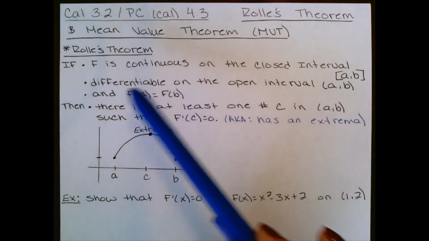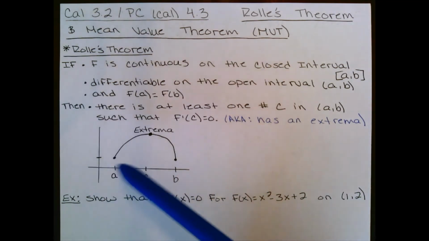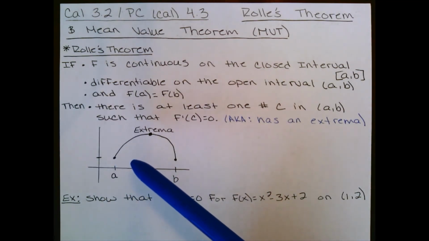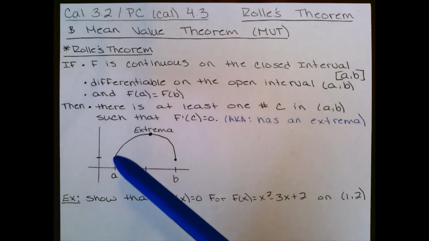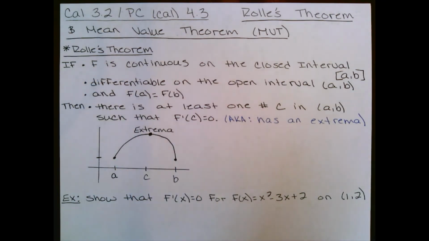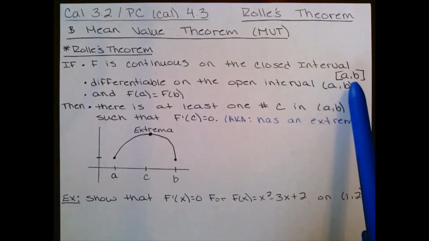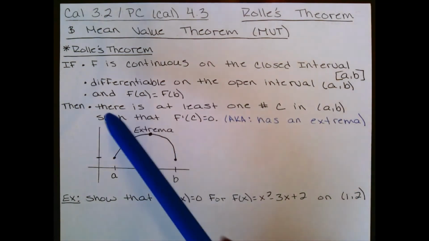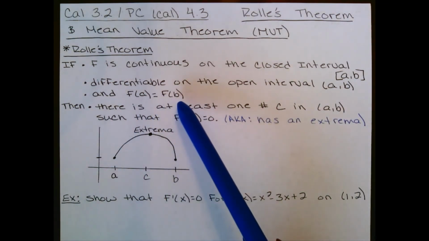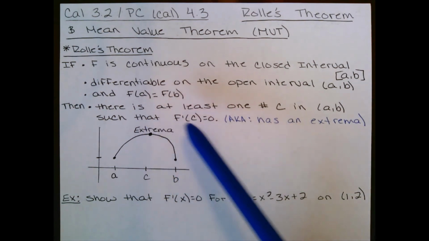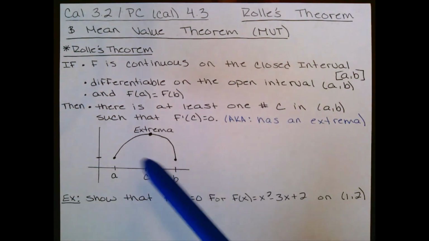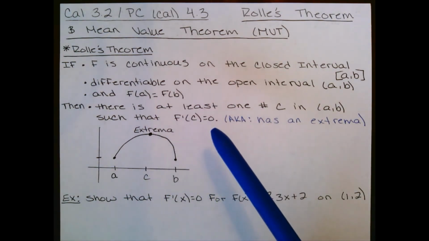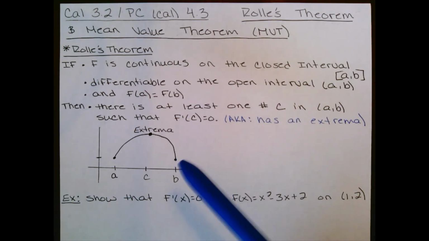I'm going to give you the theorems with an if and then statement and then an image. In the textbook, you're going to see it more like a full sentence, okay? I just think it's a little easier to break down like this. So Rolle's theorem states, if f is continuous on the closed interval, differentiable on the open, and f of a equals f of b, then there's at least one number c in a and b such that f prime of c equals 0. So let's talk about what each of these mean.